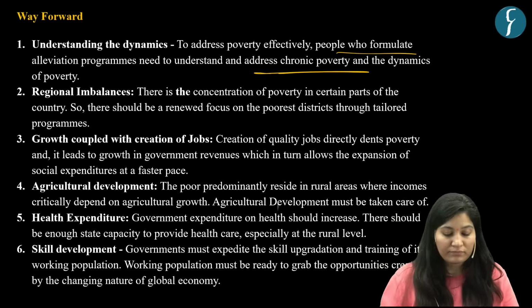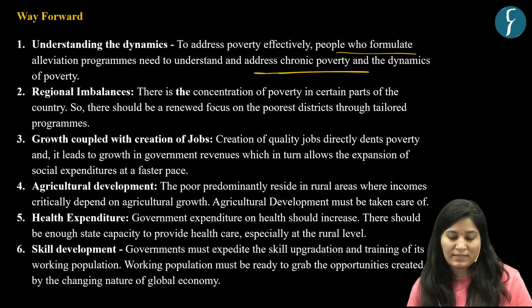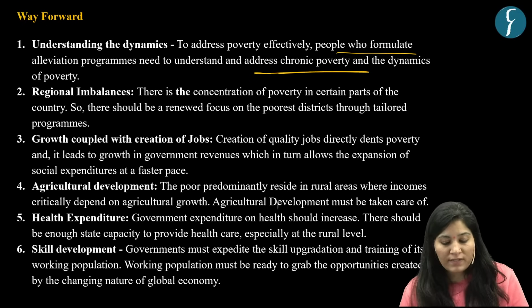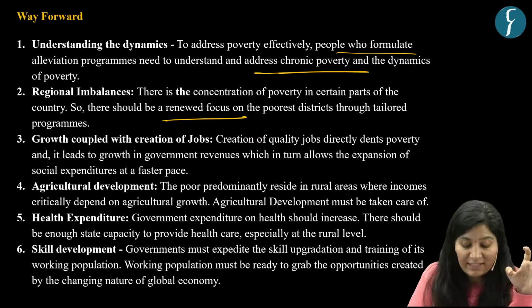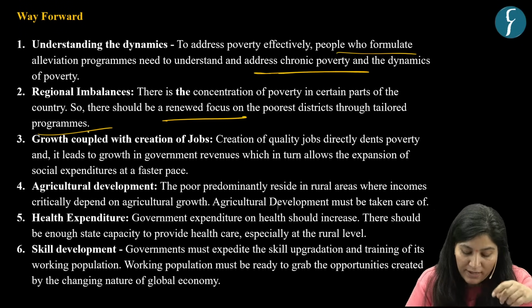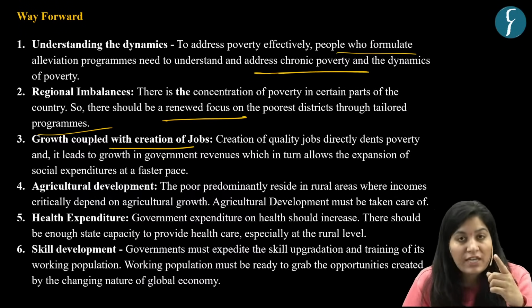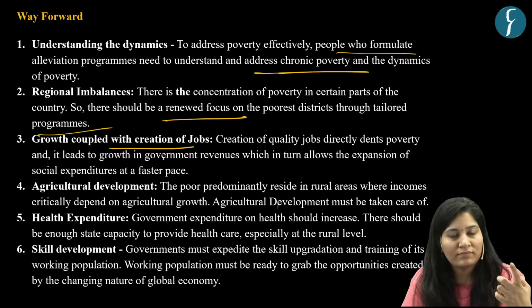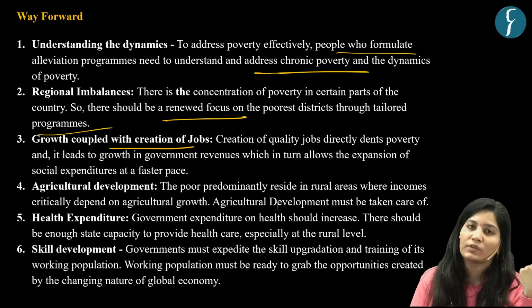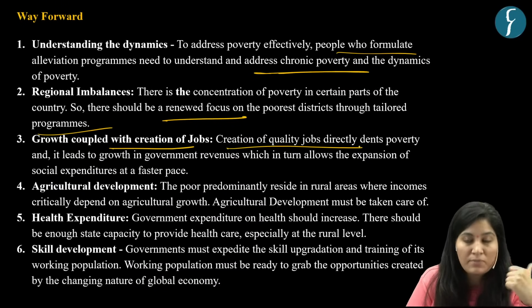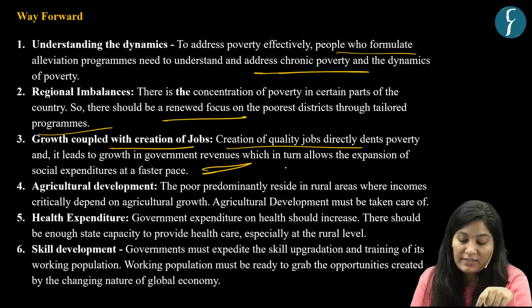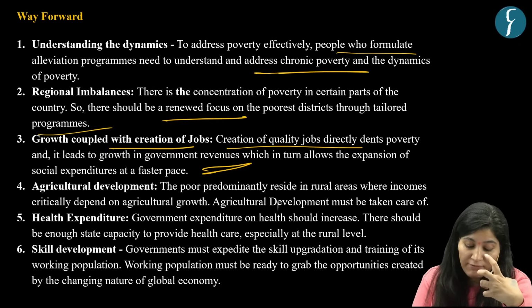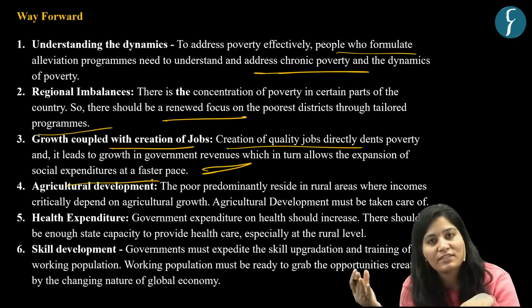Got it? Then of course, regional imbalance and how you can cure this. Need to renew focus on the poorest districts through tailored programs. Okay. Then growth coupled with creation of jobs. Obviously, as I told you, there's an issue with jobless growth. So creation of quality jobs directly dents poverty, and it leads to growth in government revenue, of course. And this will allow the expansion of social expenditures at a faster pace.